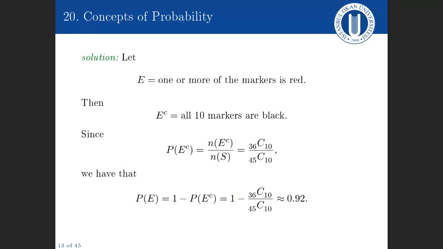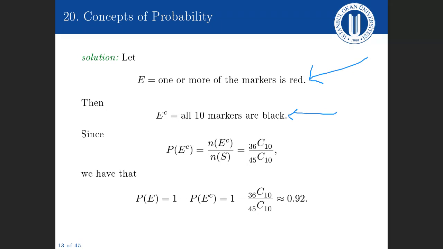So this is what we do. The event that one or more of the markers is red, we're going to call E. We want to calculate the probability of E, but what we're actually going to do is calculate the probability of E complement, and then we're going to do 1 minus that probability.